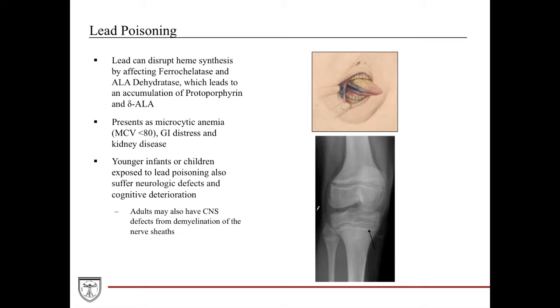So lead poisoning. Lead is very important because it will disrupt heme synthesis by affecting the ferrochelatase enzyme and ALA dehydratase, which then leads to the accumulation of protoporphyrin and D-ALA. And then this can cause toxic effects. You can get lead lines in the bones. You can get intraoral discoloration. And it can often present with microcytic anemia and GI distress, which is so common. These people come in, and it's a very confused picture because they can have kidney disease, and then they have very, very strong or very, very painful abdominal pain out of proportion to what you may be thinking is going on.